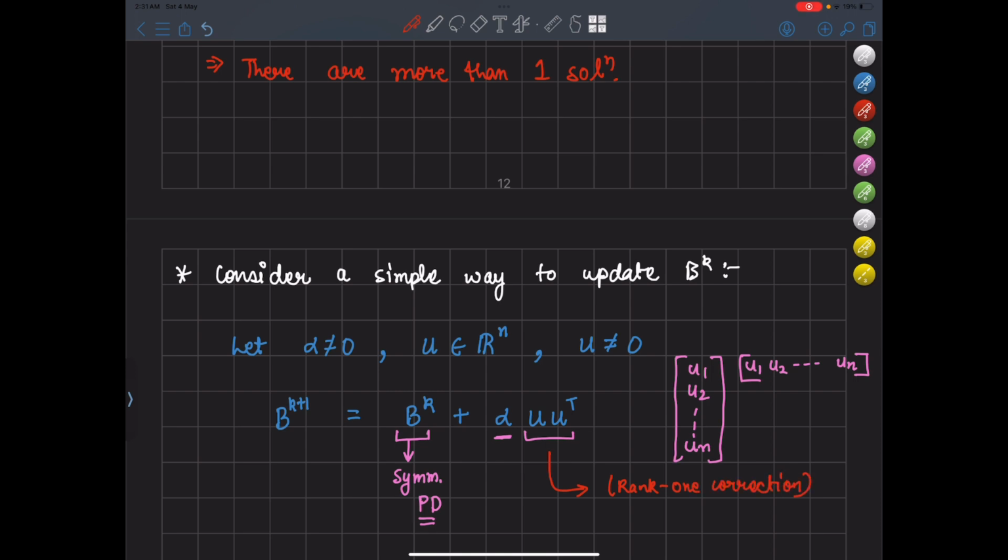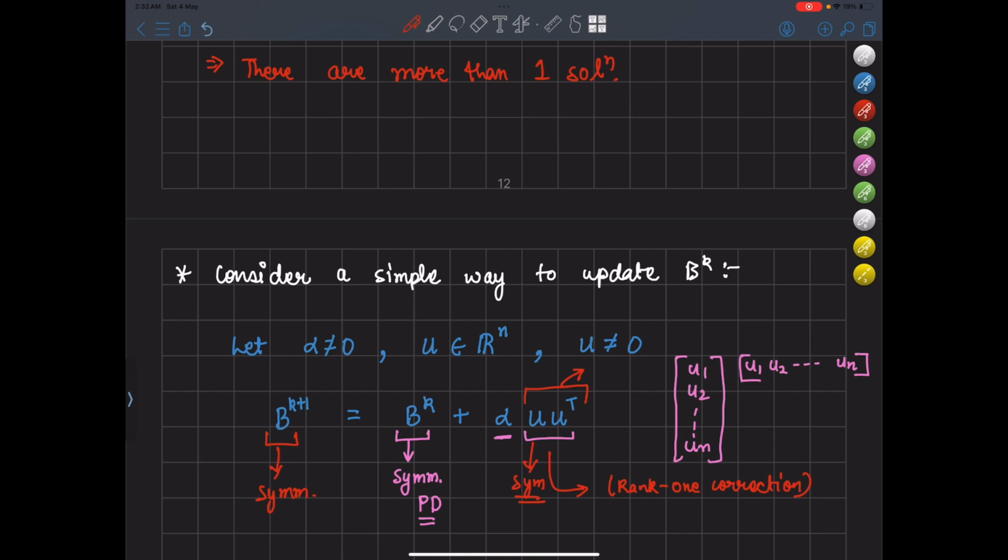All right. So you just do it yourself, try to find u u transpose, and you'll find that this is symmetric and rank 1. Now if bk is symmetric and this is symmetric, their sum will also be a symmetric matrix. So bk plus 1 is symmetric. So that we have ensured here.